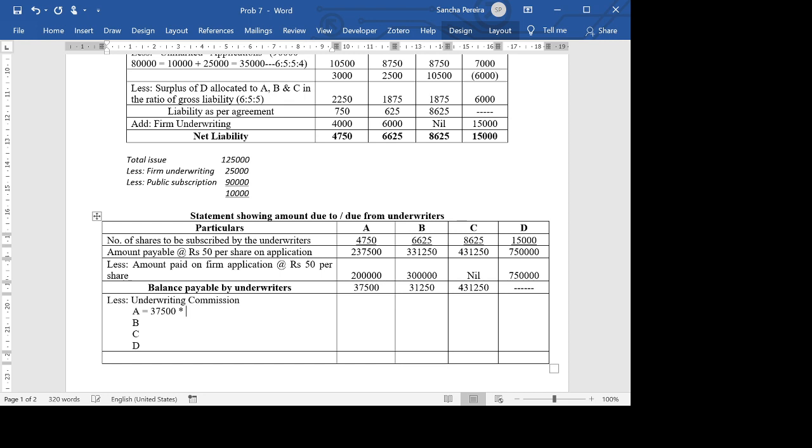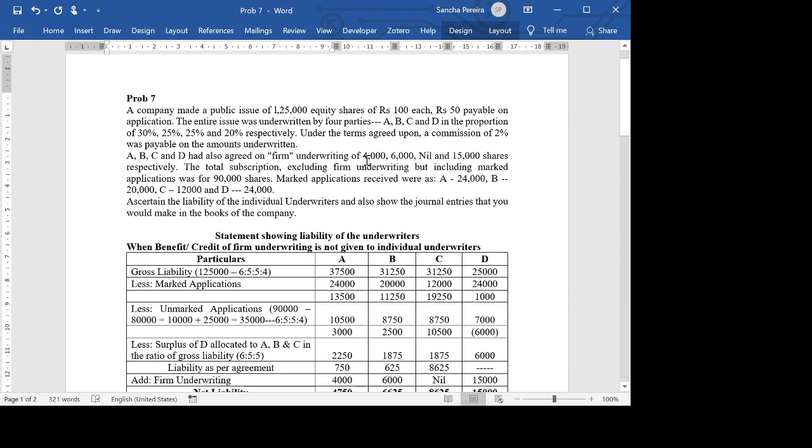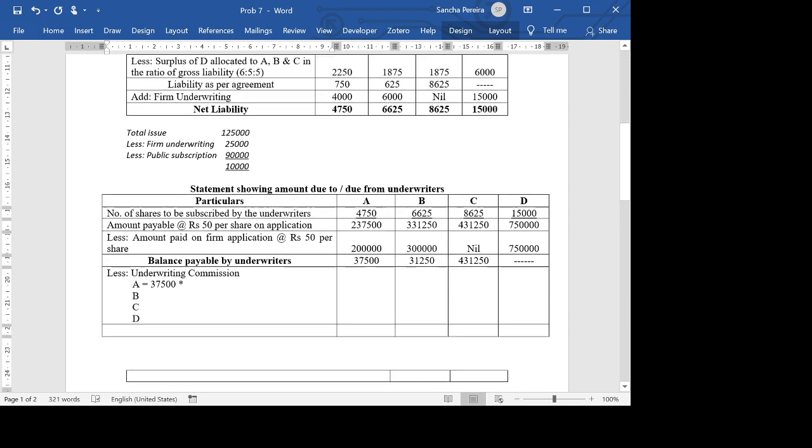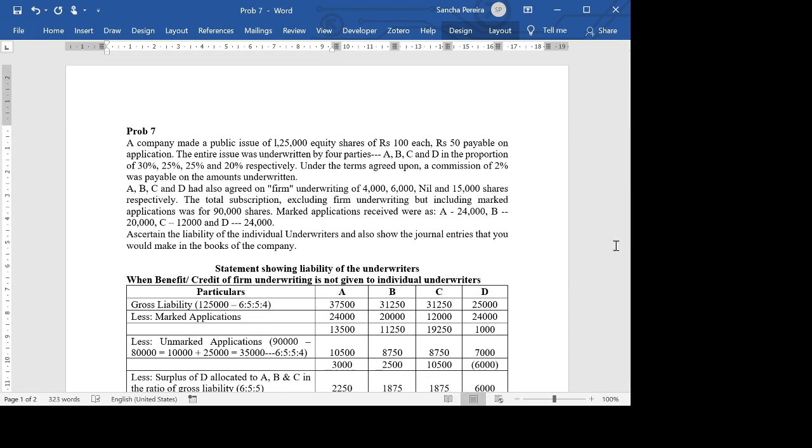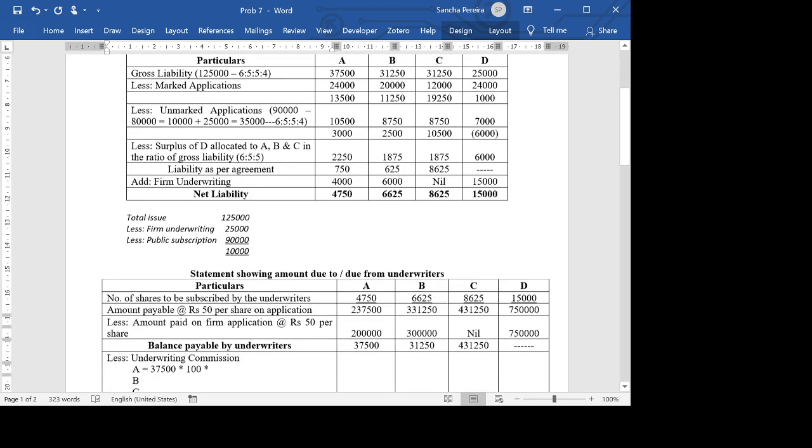Now be very careful here. Always on the issue price of shares. I keep repeating this. Underwriting commission is always paid on issue price of shares, and the issue price of shares is what? 100 rupees. Okay, 50 is payable on application, but eventually the entire 100 will be paid. Now, in case it was issued at a premium, say of 25 rupees, this would have been 125. Okay, but right now it's issued at face value, so we're just going to take 100 rupees. Always on issue price of shares. Underwriting commission always on issue price, so 100 into the rate of commission, which is 2%. Here, it's given to us. 2% is the rate of commission.